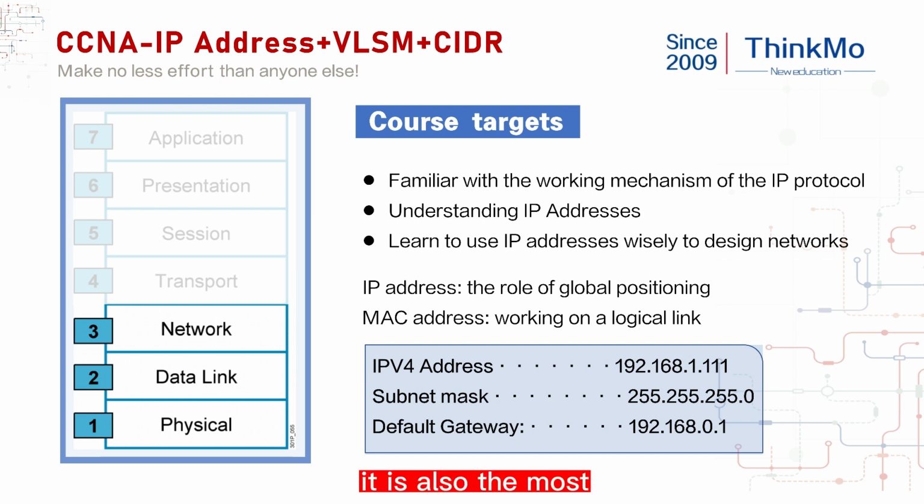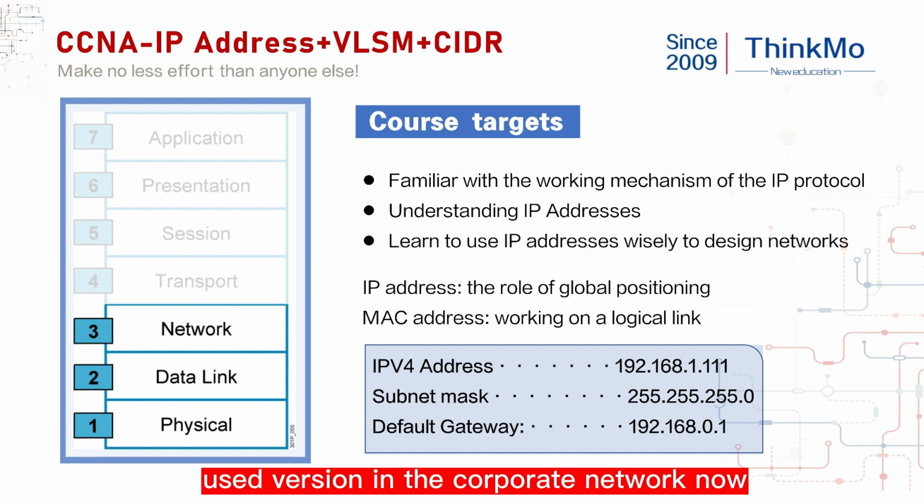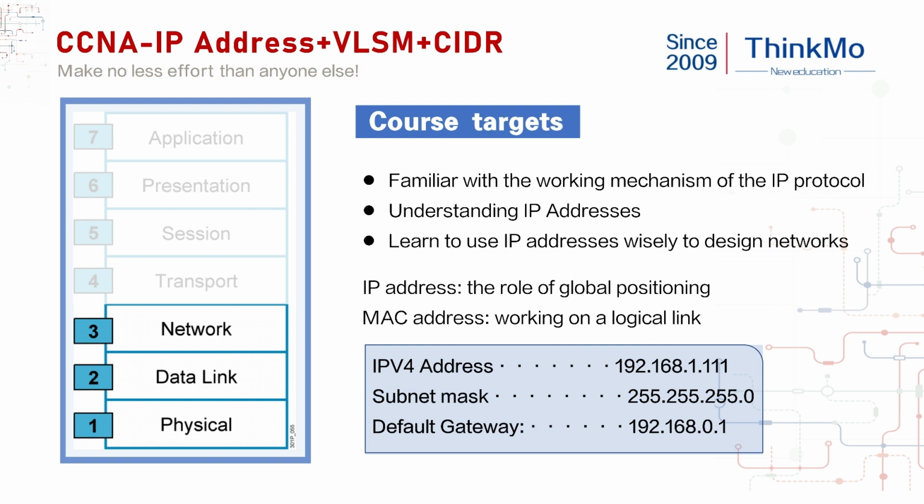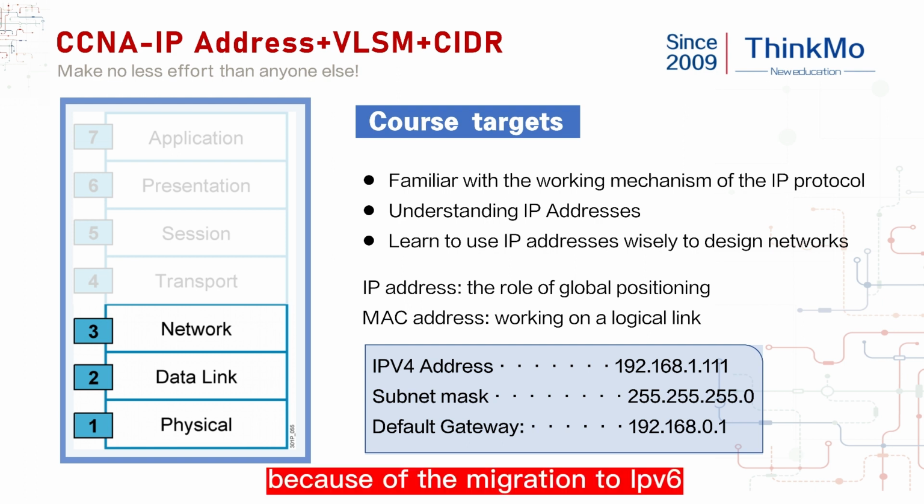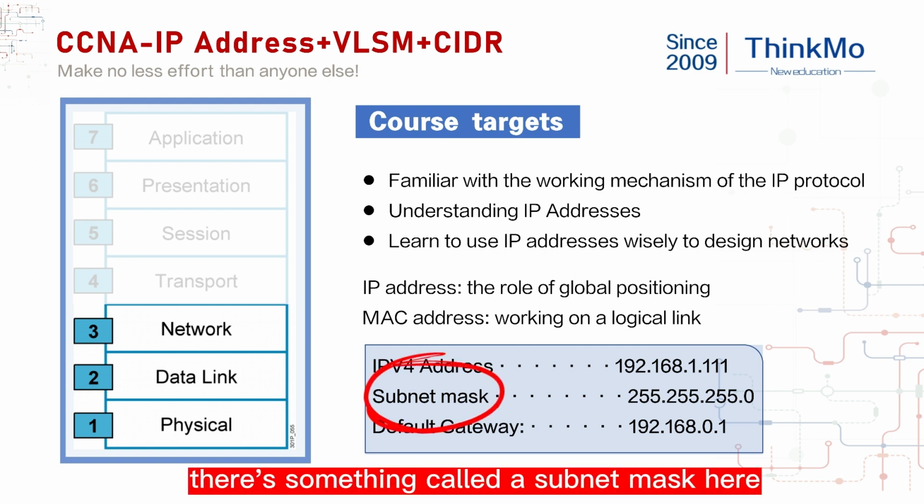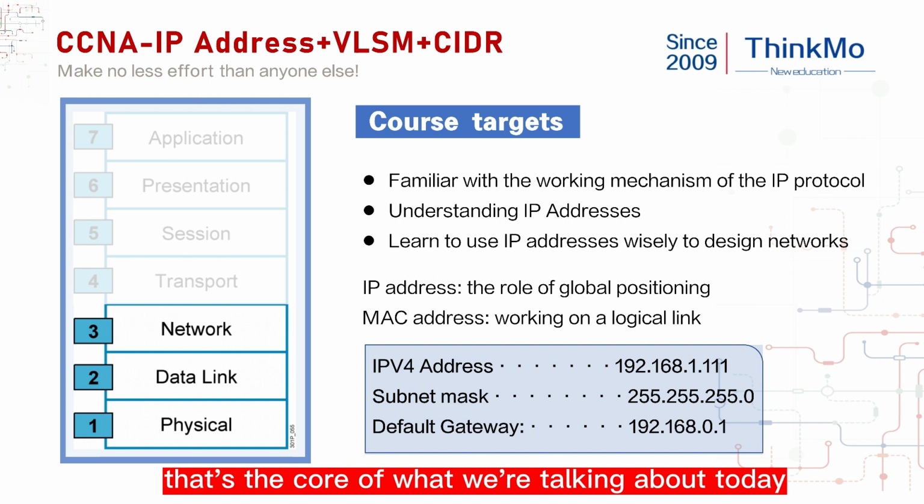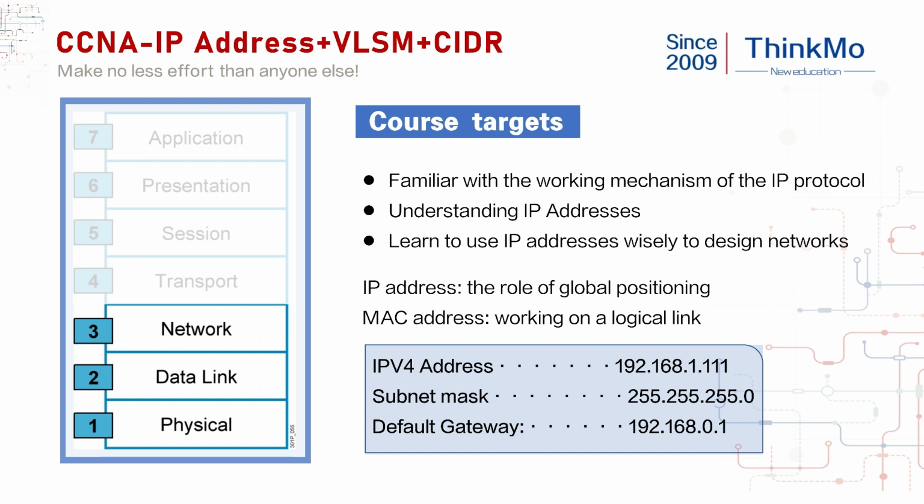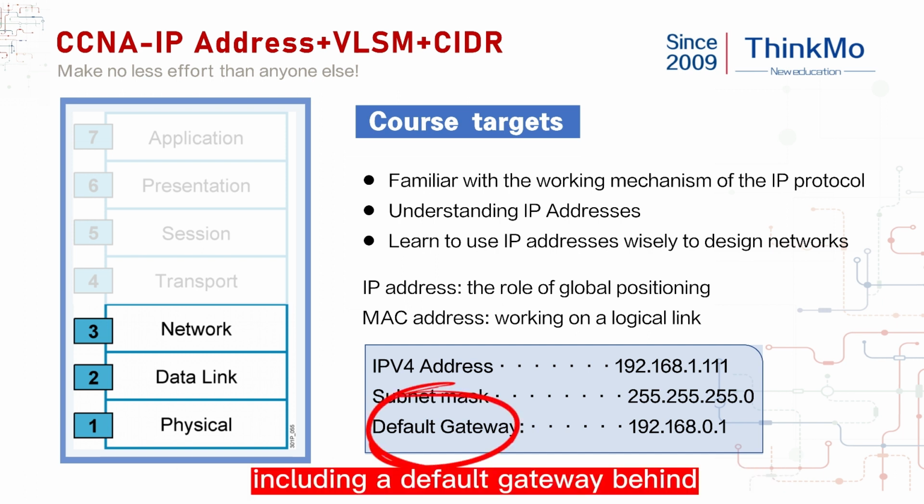It is also the most used version in the corporate network now, the big version we're using now, because the migration to IPv6 is relatively far away. IPv4 is what we will talk about today. Next, look down. There's something called a subnet mask here. That's the core of what we're talking about today, including a default gateway behind.